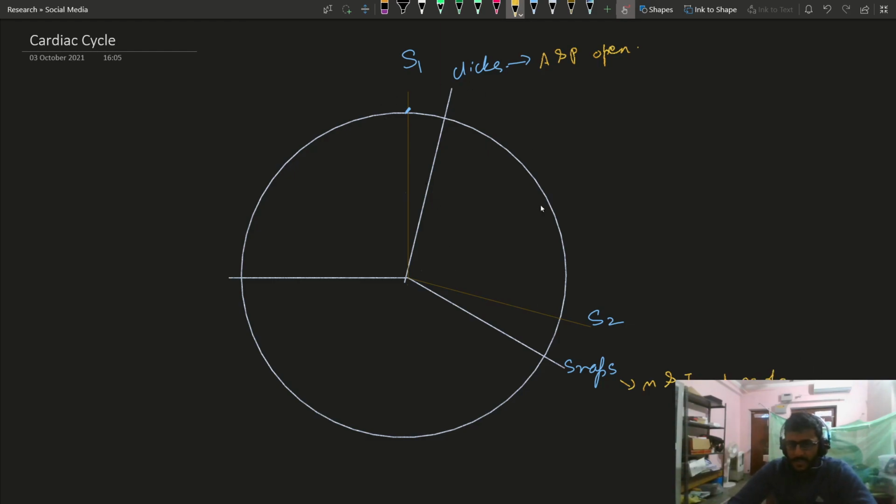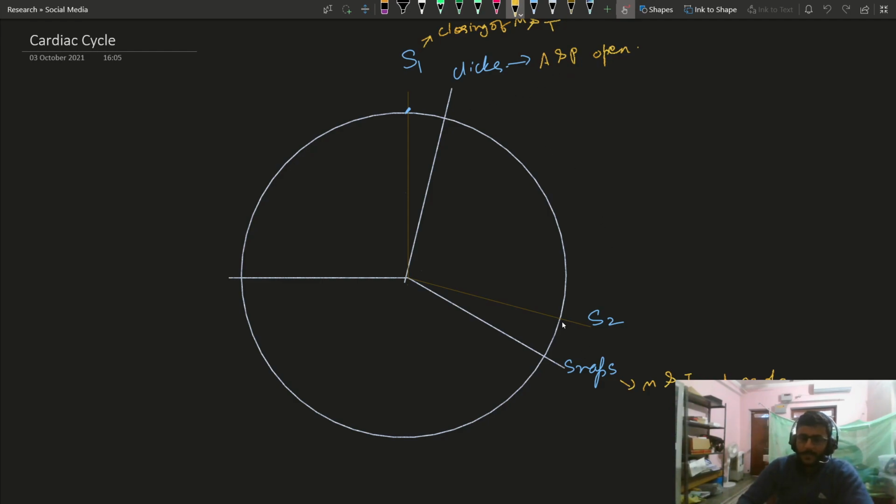All right, so let's just cement the theory. S1 is clearly the closing of M and T. You can't see it, but you pretty much know, right? So mitral and tricuspid valves close because the moment the ventricle contracts, the mitral and tricuspid close. And there is an isovolumetric contraction period, after which the aortic and pulmonary valves open and the blood gushes out. So that's S1, followed by aortic and pulmonary valve opening.